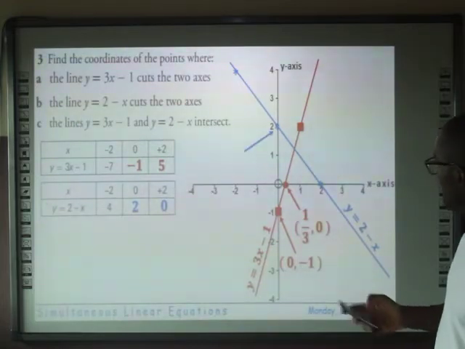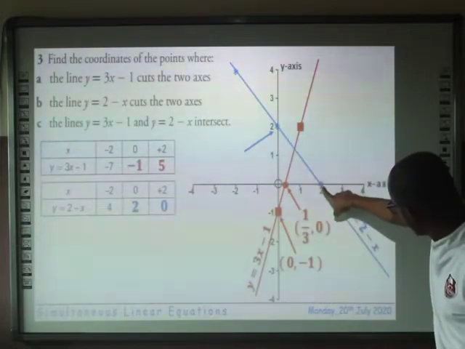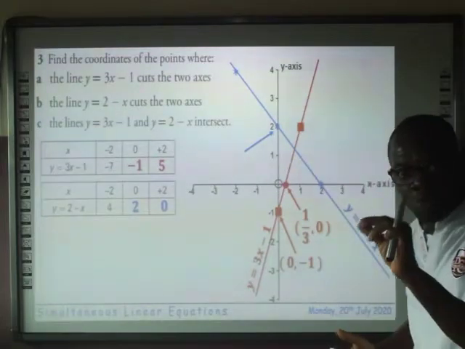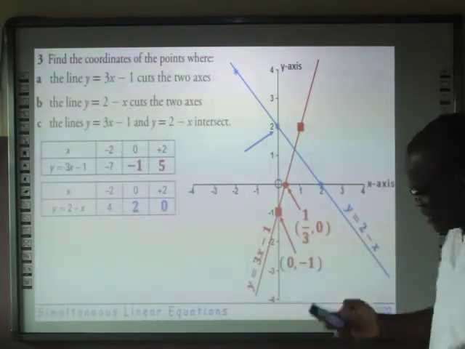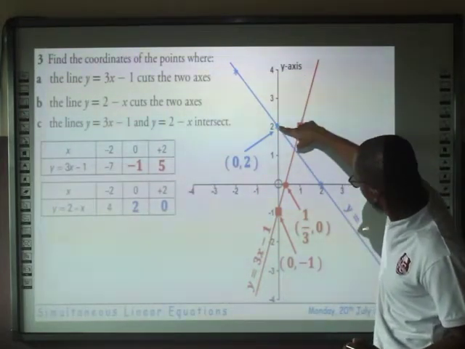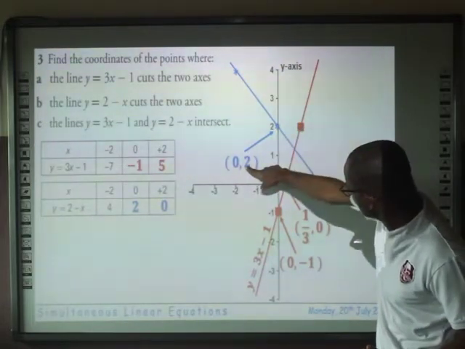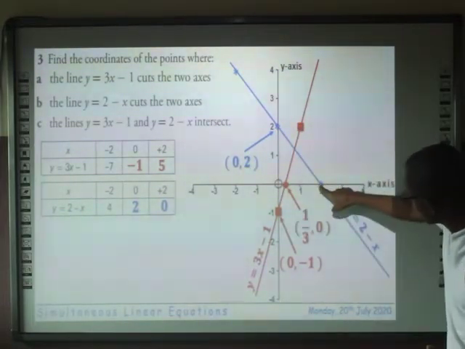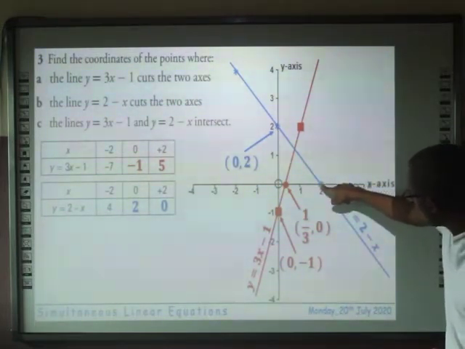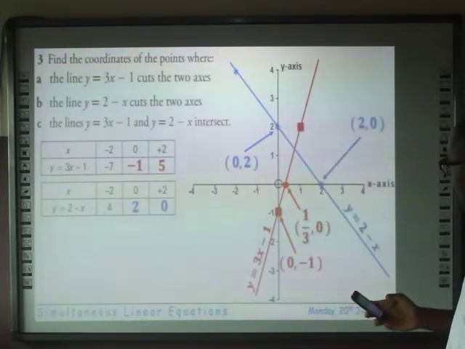Now the blue line cuts the y-axis at that point and cuts the x-axis at that point. Let's see what the coordinates are. Now I'm going to indicate the 2 points with blue arrows this time. So at that point, when the blue line cuts the y-axis, the coordinates there are x is 0, y is 2, which is that. And at that point, the coordinates are x is 2, and because it's sitting on the x-axis, y is 0. So there you go, the coordinates there are 2, 0.